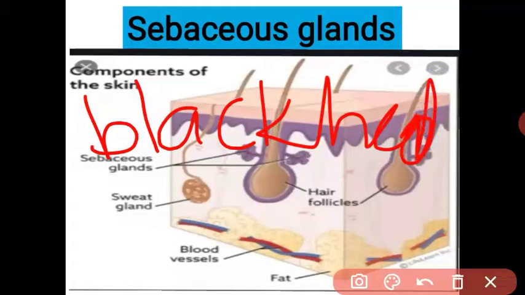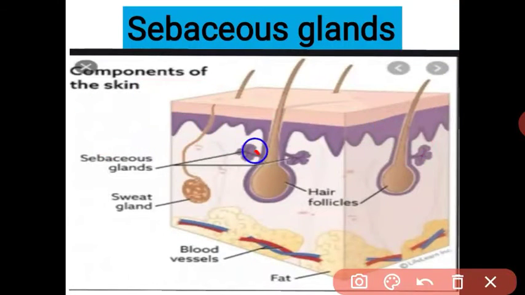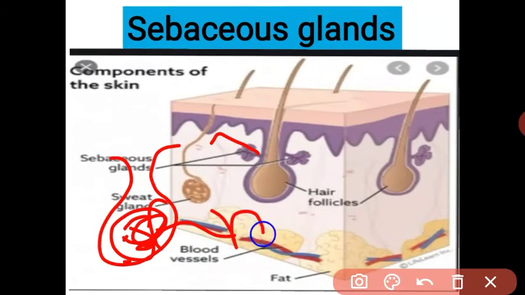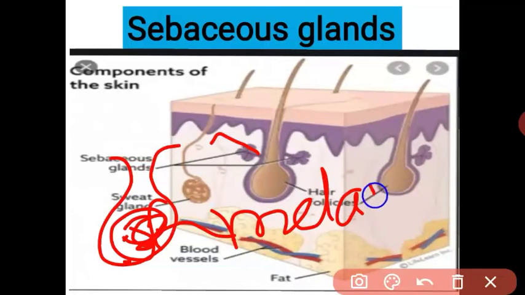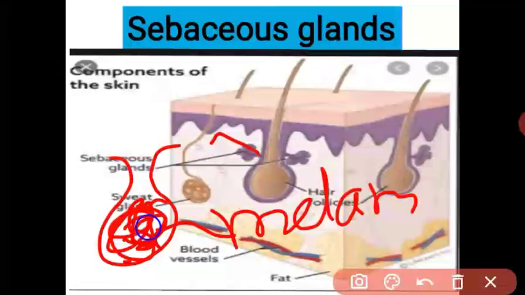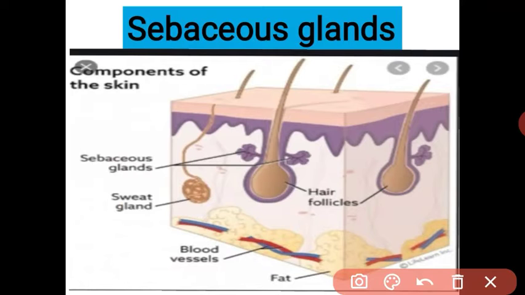Blackhead. What happened? The sebaceous gland secretes sebum, and through the oxidation of sebum and melanin pigment, the sebum becomes black. This black color is named the blackhead. Got it? The sebaceous gland is related to three problems suffered in adolescence: pimples, acne, and blackheads.